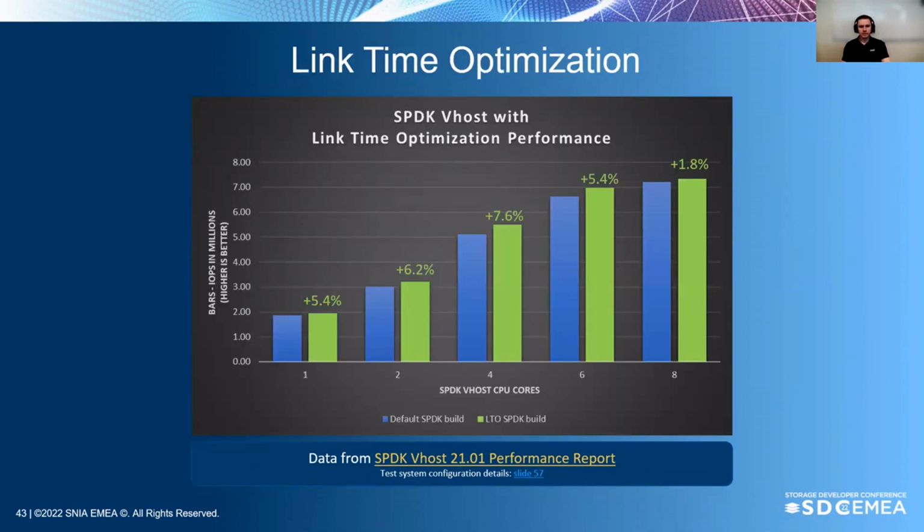As another example of the importance of optimizations, I would like to mention and show the benefits of the previously mentioned LTO, link time optimization, which is one of the SPDK build options. Using LTO for the build process allowed us to increase the performance results by up to 7.6% compared to non-LTO builds. Currently, we're doing all of our benchmark tests with LTO enabled by default.